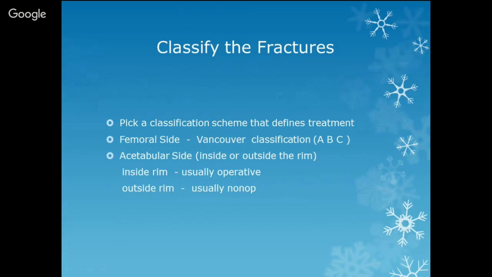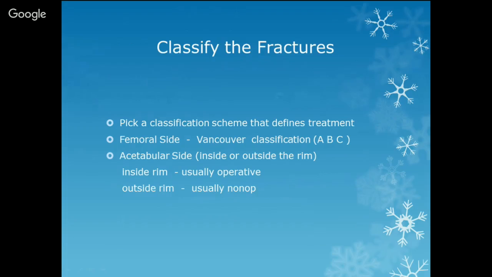So the first thing is to classify the fracture. A classification scheme that defines the treatment. On the femoral side, we are using the Vancouver classification A, B, C. In the acetabulum, it is very simple. It is either a rim fracture or an inside fracture. If the fracture goes through the acetabulum, the cup will inherently be loose. We have to revise it.